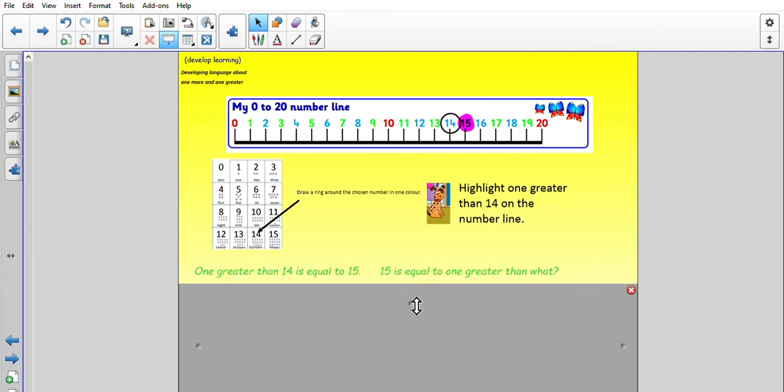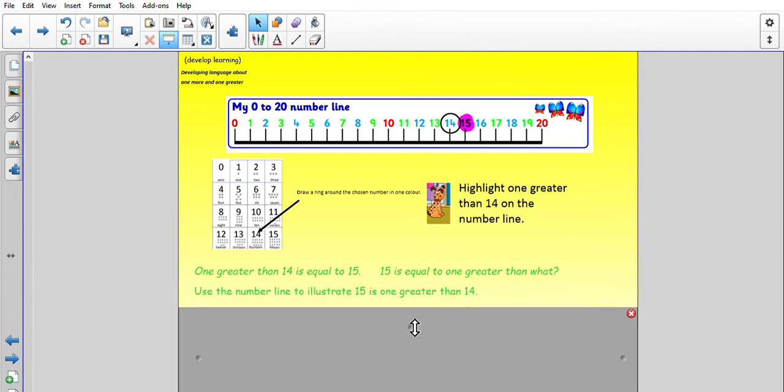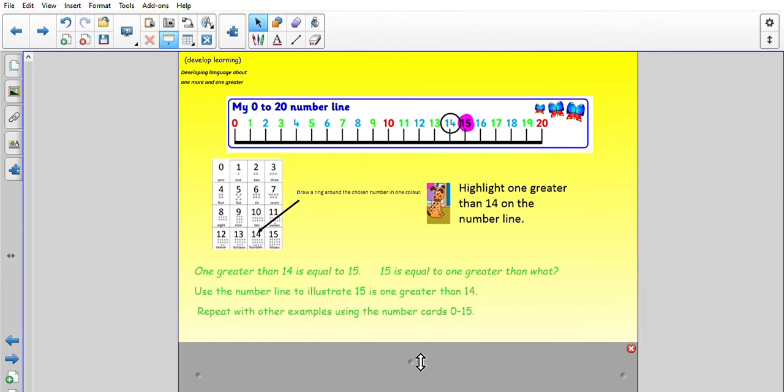1 greater than 14 is equal to 15. 15 is equal to 1 greater than what? Let's say that again. 1 greater than 14 is equal to 15. So 15 is equal to 1 greater than 14. Well done. So we're going to try another one.